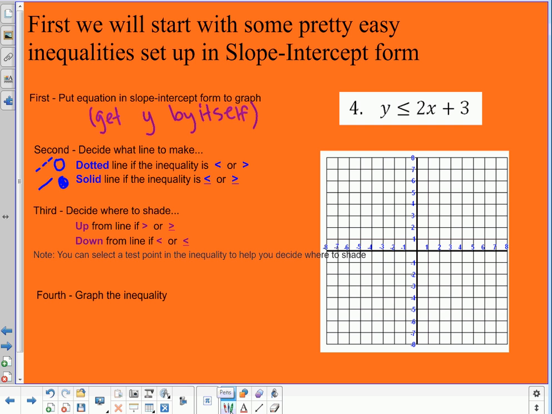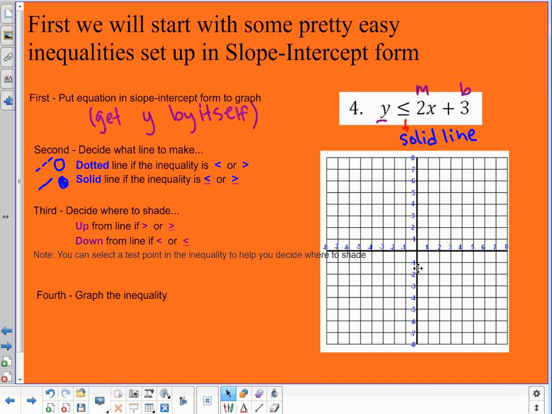Okay, so let's take a look at number 4. I have the inequality y is less than or equal to 2x plus 3. The first thing that I want to do is put it in slope-intercept form. Well, if I look at this one, y is already alone. Here's my slope, here's my y-intercept, and I'm already done with that. The next thing I have to do is decide the line. So in this case, I'm looking at less than or equal to. Less than or equal to is a solid line.